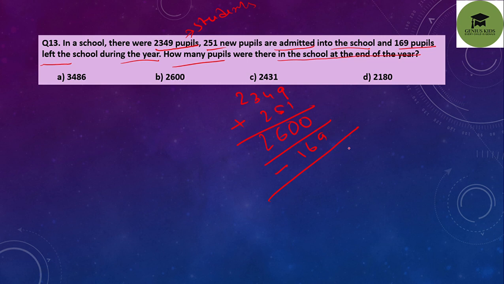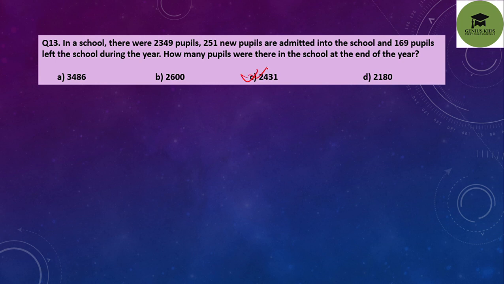So how many pupils are there? It is 2431. Now these are the pupils there at the end of the year. Okay. Let's remove this. The answer is 2431.